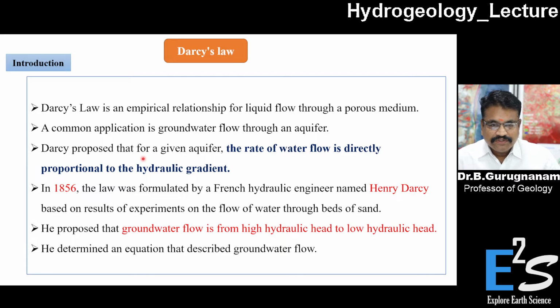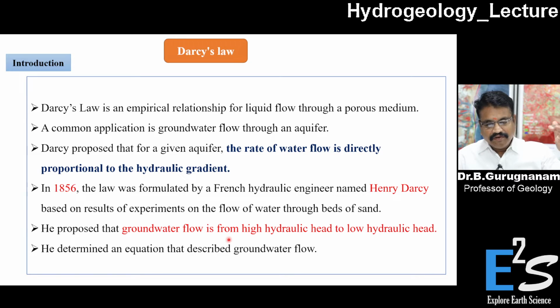He proposed that for a given aquifer, the rate of water flow is directly proportional to the gradient. What is the gradient at which the rock allows the water to penetrate down from the surface? Assume that way back in 1856, he proposed that groundwater flow is from high hydraulic head to low hydraulic head.